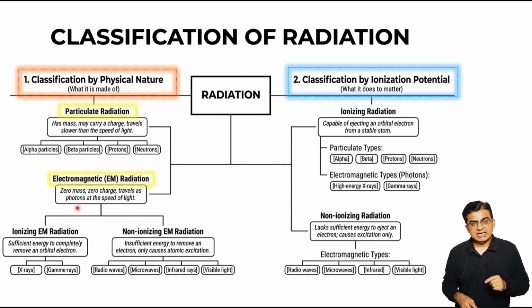Electromagnetic radiation is again a very large family of radiation. It can be divided based on how much energy it has. If it has enough energy to completely remove an electron of an atom from its orbit, we have given it a name, ionizing electromagnetic radiation. X-rays and gamma rays, which are the workhorses in our departments, are examples of ionizing radiation.